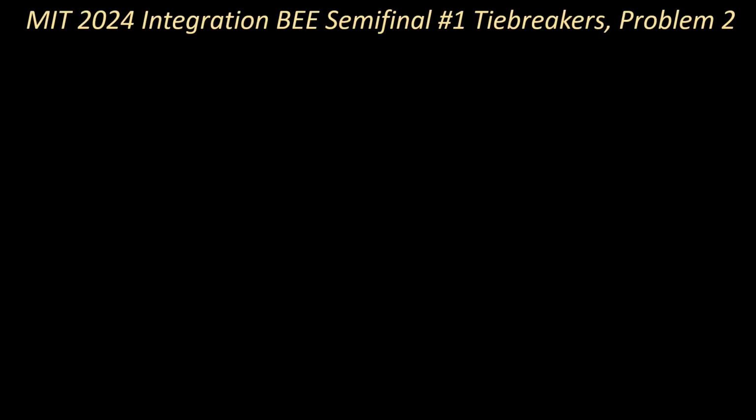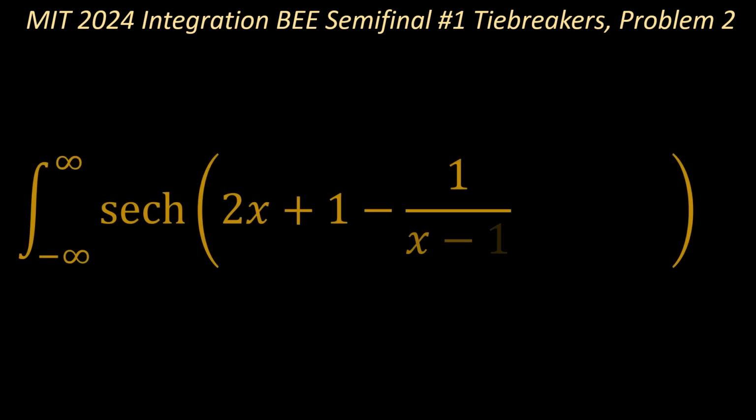So problem number 2 in the tiebreakers of the MIT 2024 Integration Bee Semifinals number 1 was the definite integral from x tending to negative infinity to x tending to positive infinity of the hyperbolic secant of 2x plus 1 minus 1 over x minus 1 minus 2 over x plus 1.